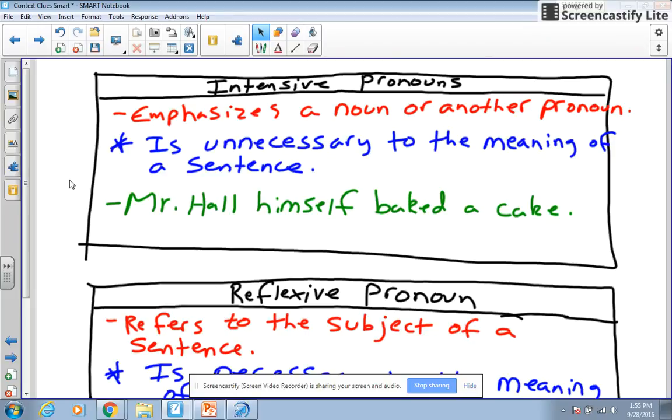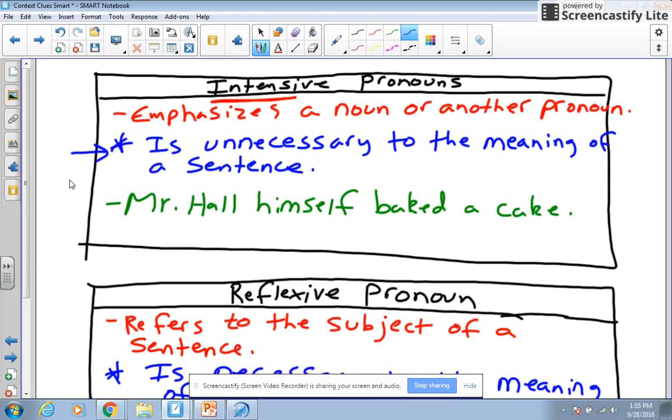If we take a look at the name of this, notice how it has "intense" in its name. So its name kind of has a definition embedded into it. And our trick is it is not necessary to the meaning of a sentence. In other words, we can take this pronoun out of the sentence and the sentence would still make sense.